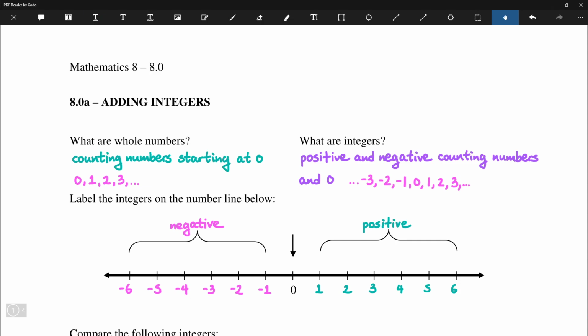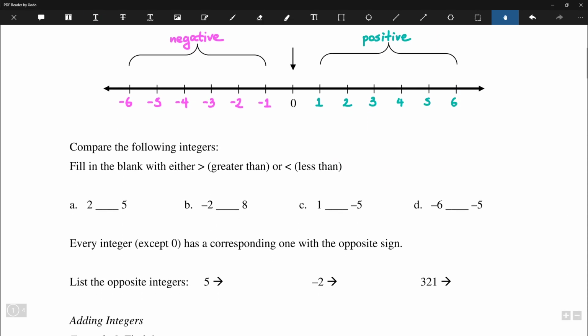One of the things we want to be able to do with integers is to compare them. So for example, we know that 2 is less than 5. We have an arrow pointing this way. Next up, we have negative 2, which is less than 8. 1 is greater than negative 5. And finally, negative 6 is less than negative 5. Okay, and that is because the numbers to the right are greater than the numbers to the left on the number line.